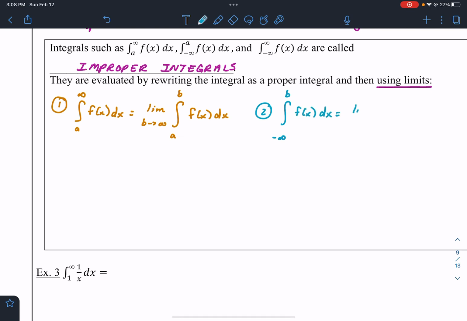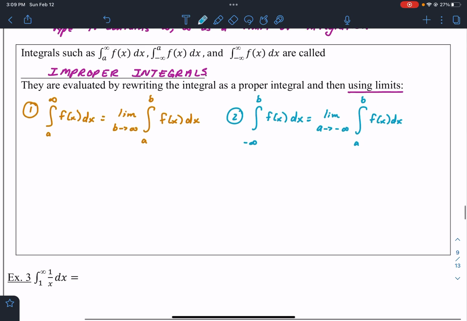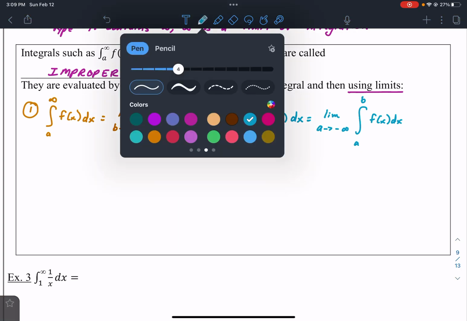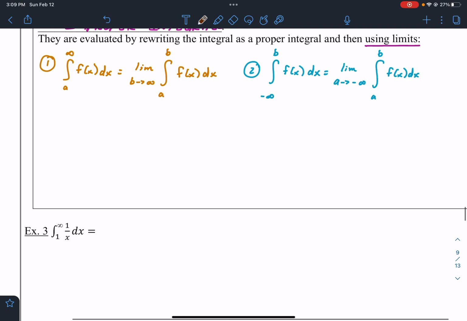The second situation, you may guess, is where you're going from negative infinity to b. So now we're going to set up the limit as a approaches negative infinity. And the variable is relatively arbitrary. It doesn't really matter what letter you use here, but we are very much used to going from a to b. So this should make sense to us, but we do have to set this up as a limit.